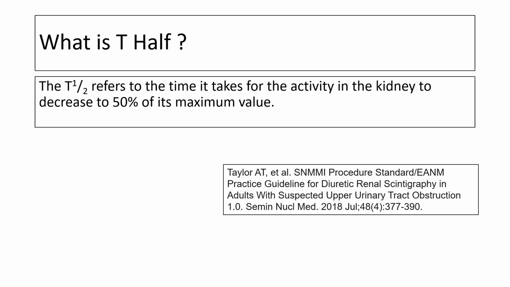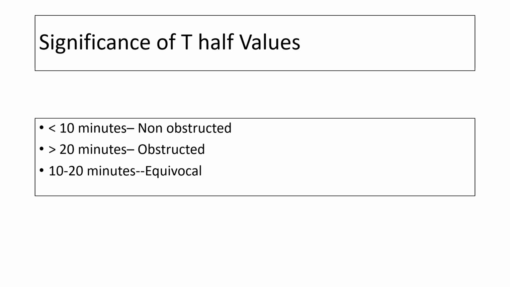T-half is the time taken for the radionucleotide activity in the kidney to decrease to 50% of its maximum value. If it is less than 10 minutes, we say it is non-obstructed or good drainage. More than 20 minutes is obstructed or poor drainage, and anything in between is equivocal or partial drainage.